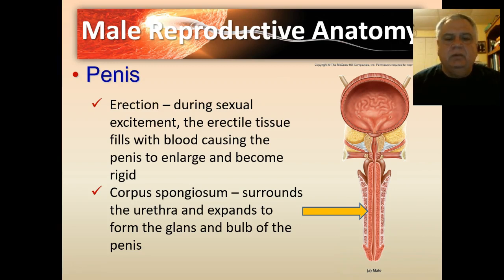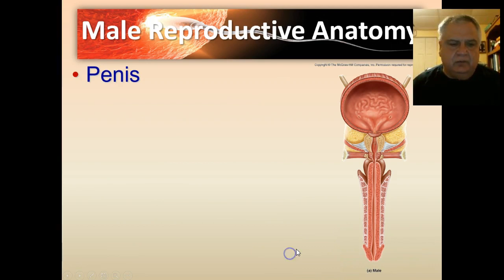The corpus spongiosum is another structure we take a look at, located internally in the penis. This surrounds the urethra, and it expands to form the glans and the bulb of the penis. So here we can see, surrounding the urethra, the spongy tissue that extends all the way through the shaft of the penis, and how it expands down here at the distal end to form the glans and the bulbular portion of the penis.